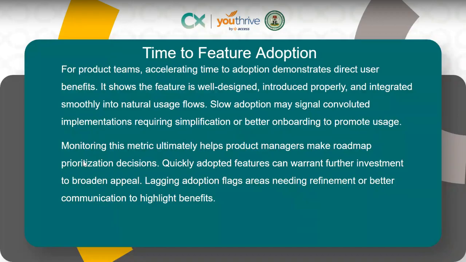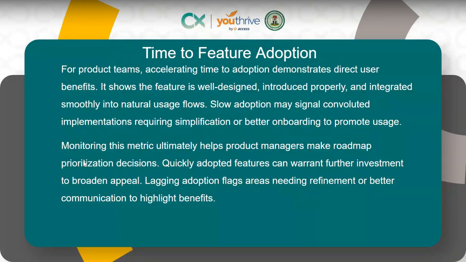And also, before you launch that new feature, launch it first with a set of user group. Get feedback before you roll it out to the general public. All right, so that it will help increase your adoption rate, your time to feature adoption. Okay. So slow adoption may signal a convoluted implementation requiring simplification and better onboarding to promote usage. All right. So monitoring these metrics ultimately helps product managers make roadmap optimization decisions. All right. Quickly adopted features can warrant further investment to broaden appeal.